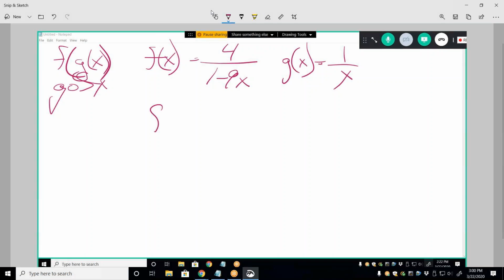f of what? 4 over 1 minus 9... Hold on. Make sure you get the right functions. You don't want to mix the functions up. It's g of x that goes inside the parentheses. Right? Yeah. Okay, what's g of x? 1 over x. Okay, so that's what we're trying to do. Now, what is that equal to? 4 over 1 minus 9 times 1 over x. Just like that, right?